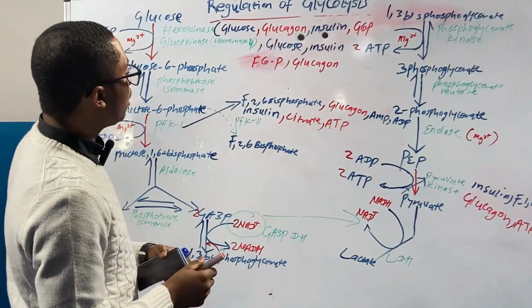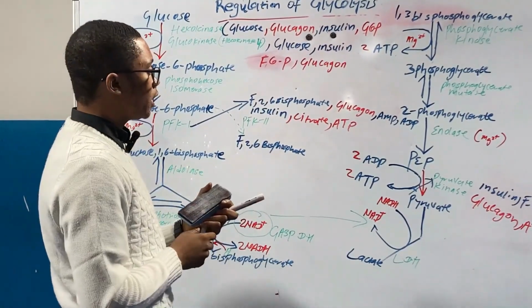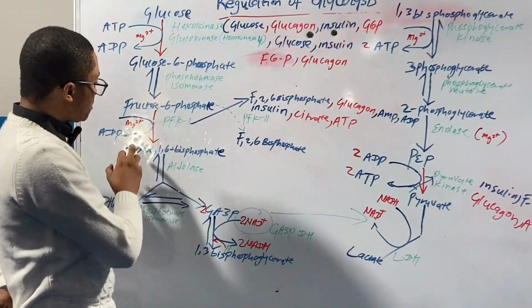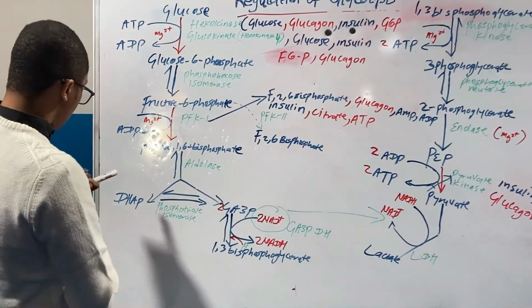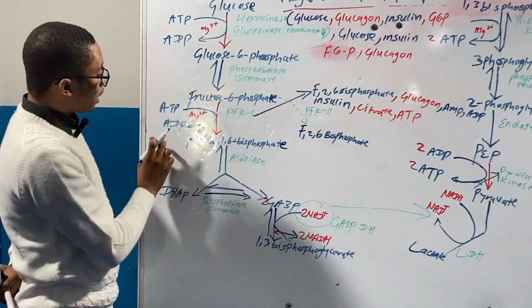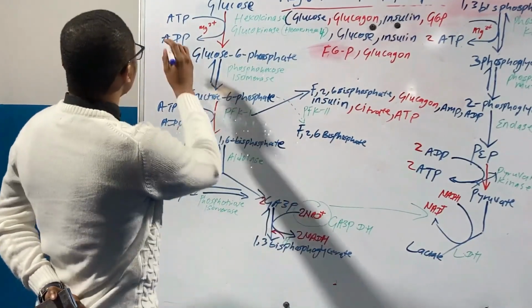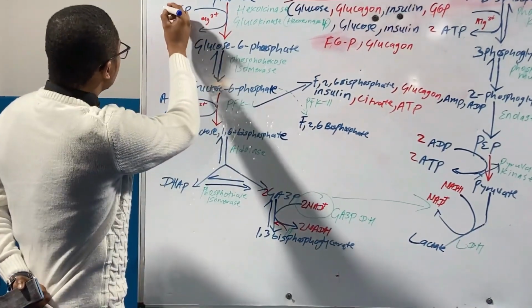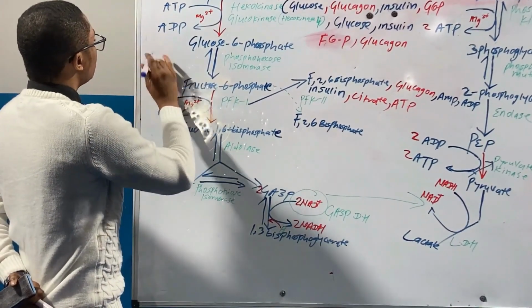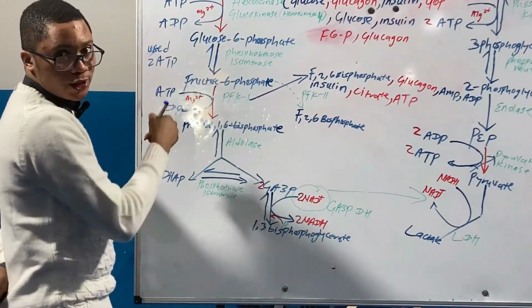So let's now go to the energy yield in glycolysis. In step 1 and in step 3, ATP is being broken down into ADP. So in step 1 and step 3, ATP is broken down, and we used up 2 ATPs in this process.